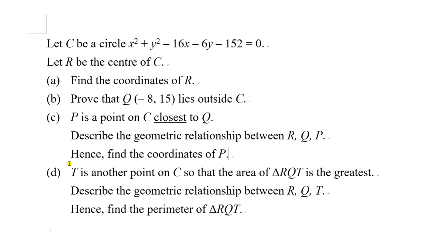Part D, another point T is a point on the circle again, so that the area of RQT is the greatest. Describe the geometric relationship between R, Q, and T, and hence find the perimeter of triangle RQT. Okay, let's look at the solution.